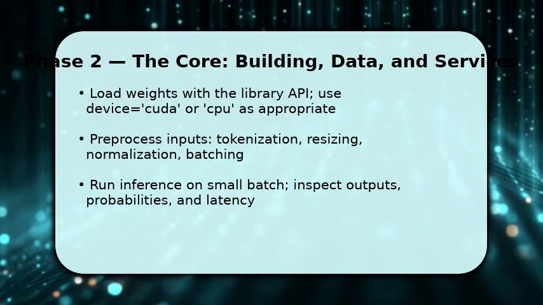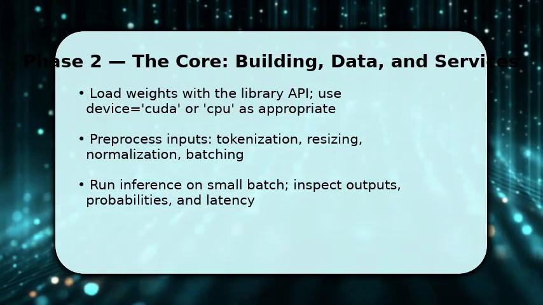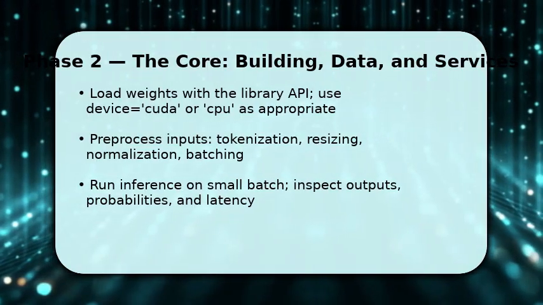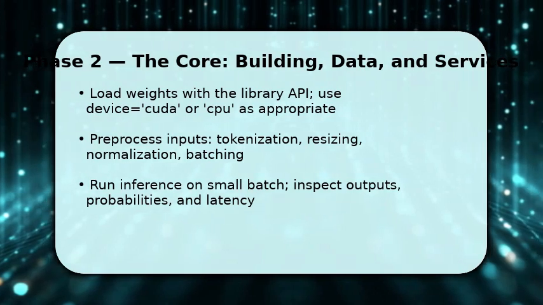Make adjustments to batch size, precision, float32 versus float16, or input pipeline to balance accuracy and speed. These choices directly affect latency and resource use.